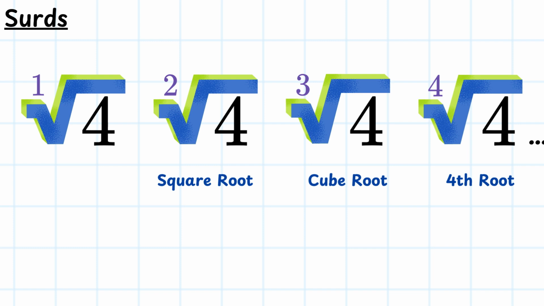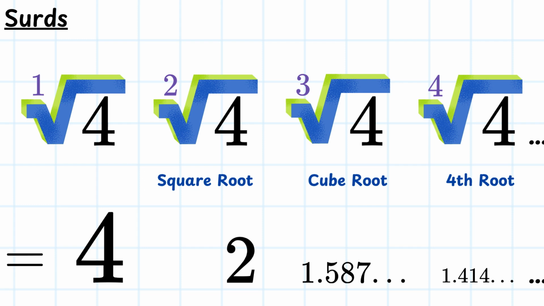Let's take a simple example. The number 4. If we apply different roots to it, we get some interesting results. The first root simply gives us 4. The second root, or square root, gives us 2. The cube root results in a recurring decimal of 1.587. The fourth root gives us a recurring decimal of 1.414. Notice that while 4 and 2 are rational numbers, the last two results, 1.587 and 1.414, are irrational. They continue infinitely without forming a repeating pattern and cannot be written as fractions.